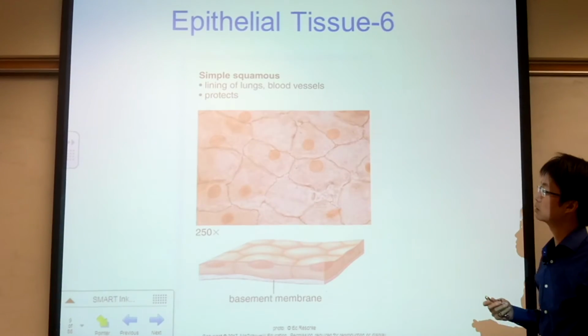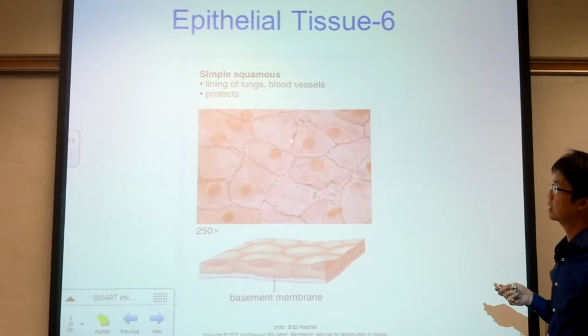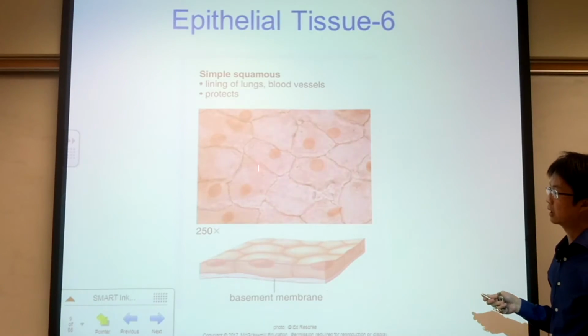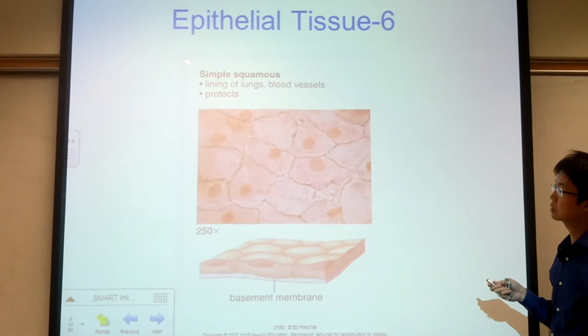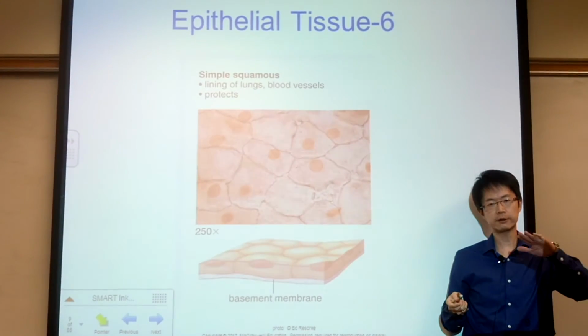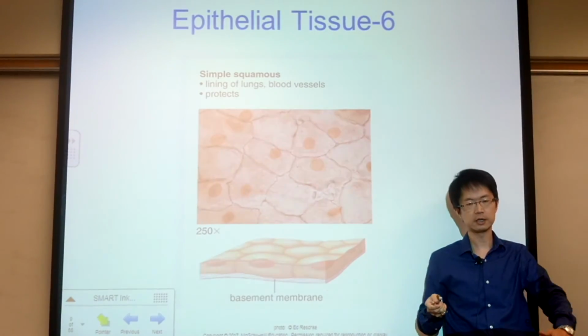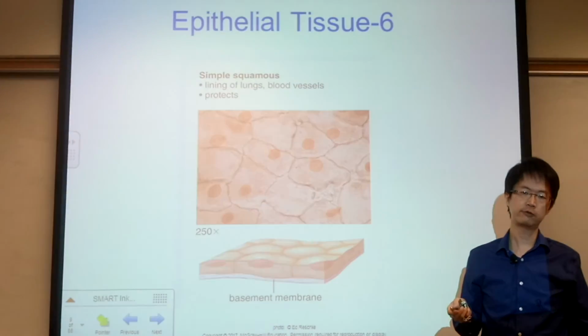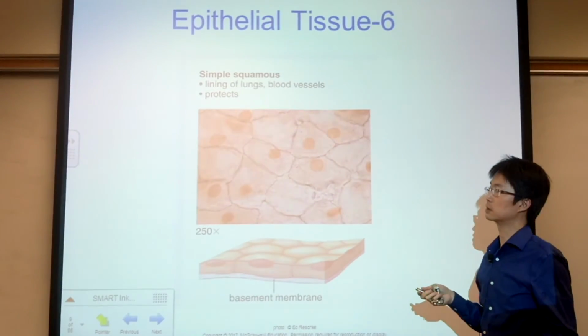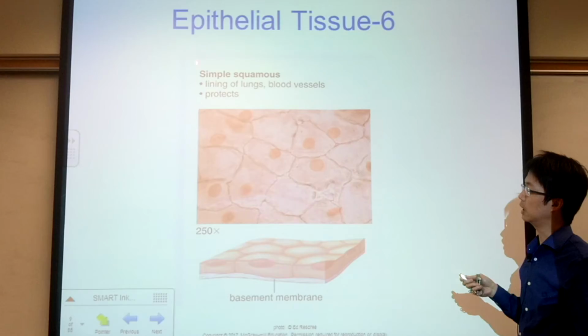So let's take a look at the simple squamous cell. They look like this. This is a real histology, real microscope image. Simple squamous, simple meaning that they have one layer. Squamous is a flattened cell. So as you can imagine, it is one layer and very flat and thin. So what would they be good for? They are good for exchanging substances. For example, lining of the lung.